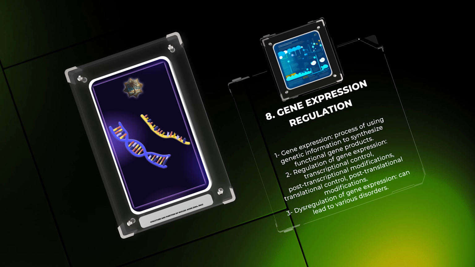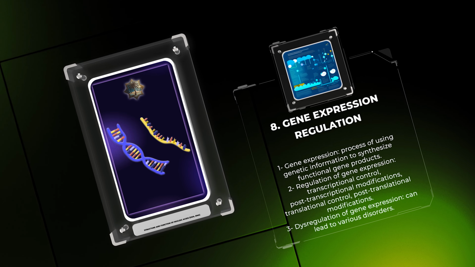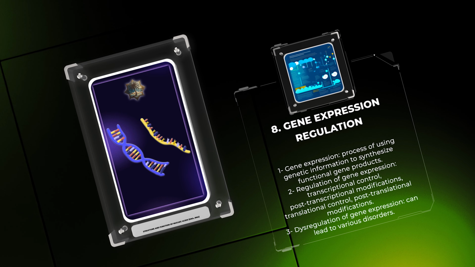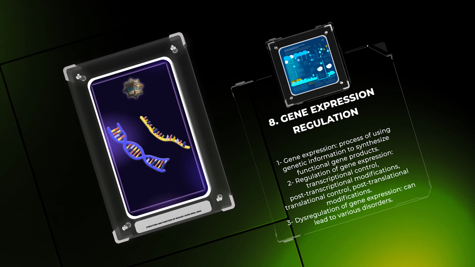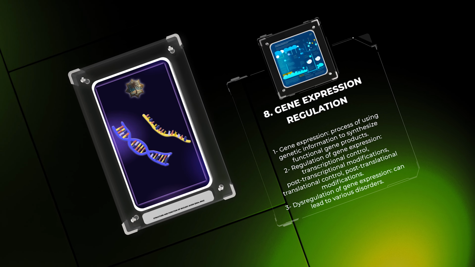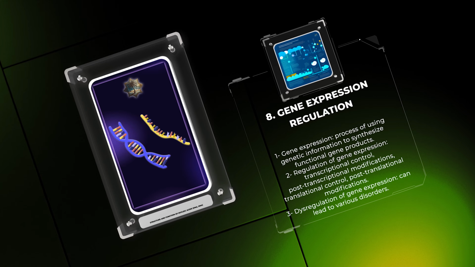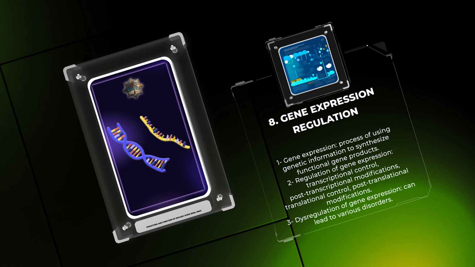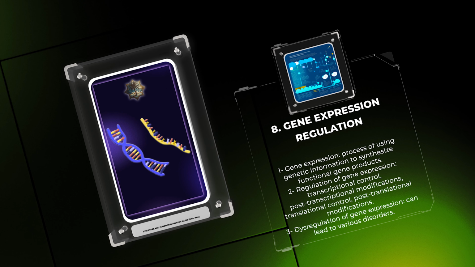or non-coding RNAs. Cells tightly regulate gene expression to ensure proper development, growth, and response to environmental cues. Regulation can occur at multiple levels, including transcriptional control, post-transcriptional modifications, translational control, and post-translational modifications. Dysregulation of gene expression can lead to various disorders, emphasizing the importance of studying gene expression regulation mechanisms.